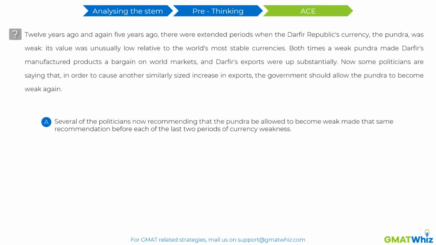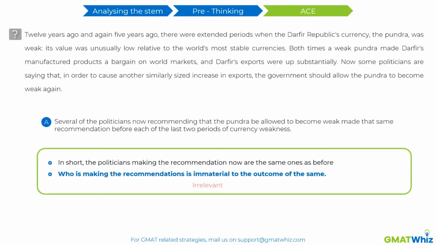Before we see whether the answer choice falls within the scope or not, we also need to understand the meaning of the answer choice. What does this choice mean? Several of the politicians now recommending that the Punjab be allowed to become weak. So we are saying the politicians who are recommending now made that same recommendation before. Now, if these are the same politicians, and if their recommendation worked in the past, there are high chances that their recommendation may work now also.